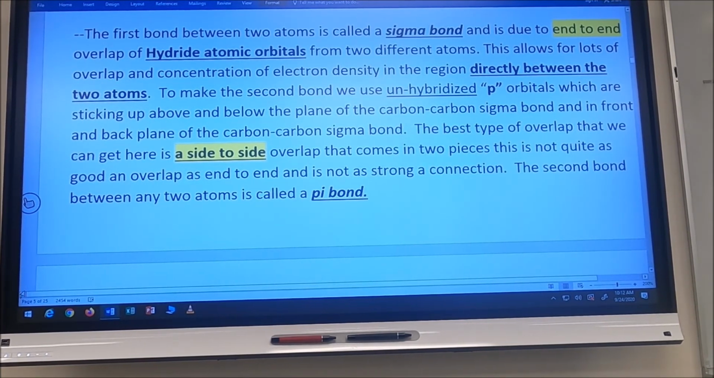Okay? To make a second bond, we use unhybridized p orbitals, which are sticking up and below the plane and to the left and right, or front and back of the plane of the carbon-carbon sigma bond, like we were seeing in the C2H2. The best type of overlap we can have is side by side, and it comes in two pieces. It's not quite as good as the sigma overlap, which is end to end, a stronger connection. So that second bond is called a pi bond.